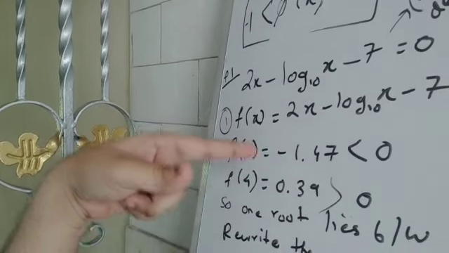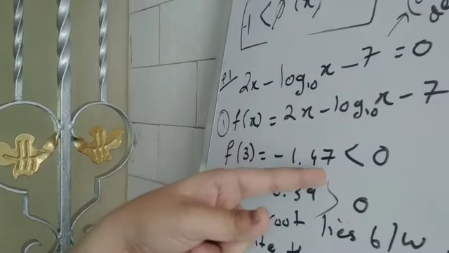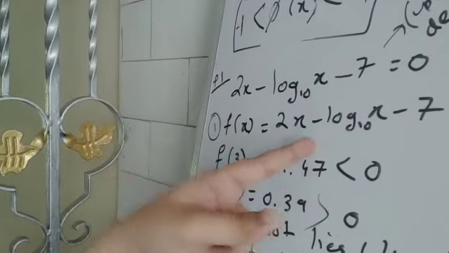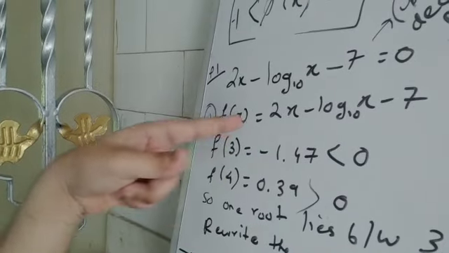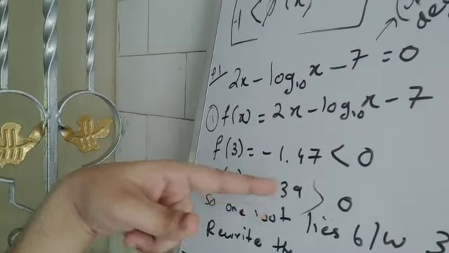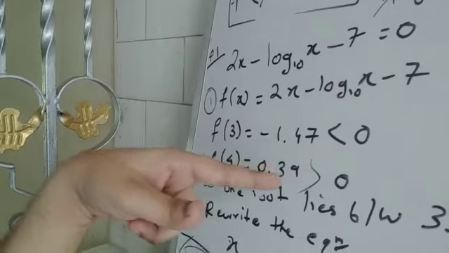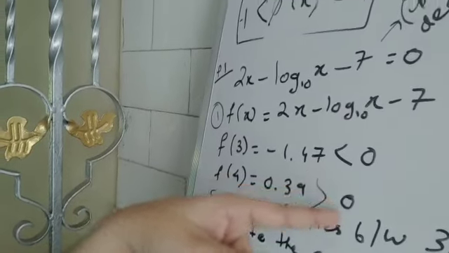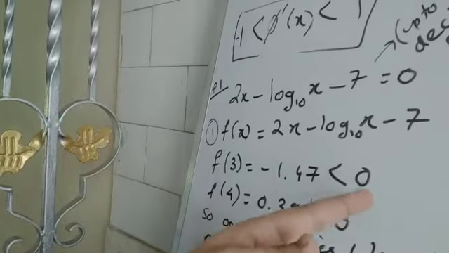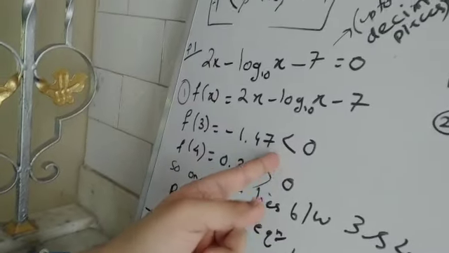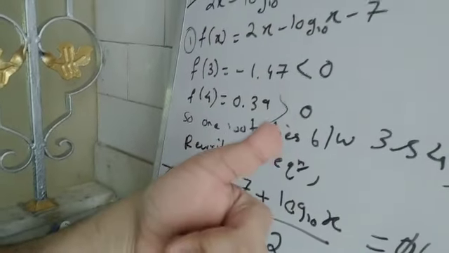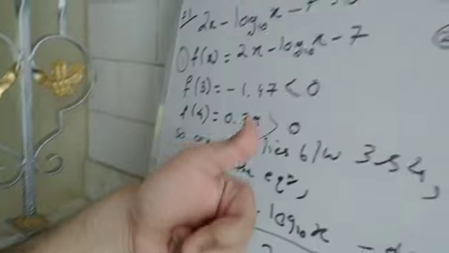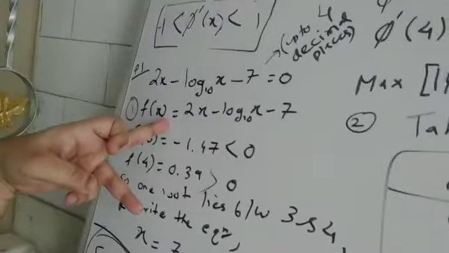For this case, if we put x equal to 3 here, you will get minus 1.47. So this is basically negative. And if I put x equal to 4, then you will get 0.39. This is positive, greater than 0. So that means my root lies between these two values, 3 and 4. So my root lies between 3 and 4. This is the first thing you need to guess. Then rewrite this equation.